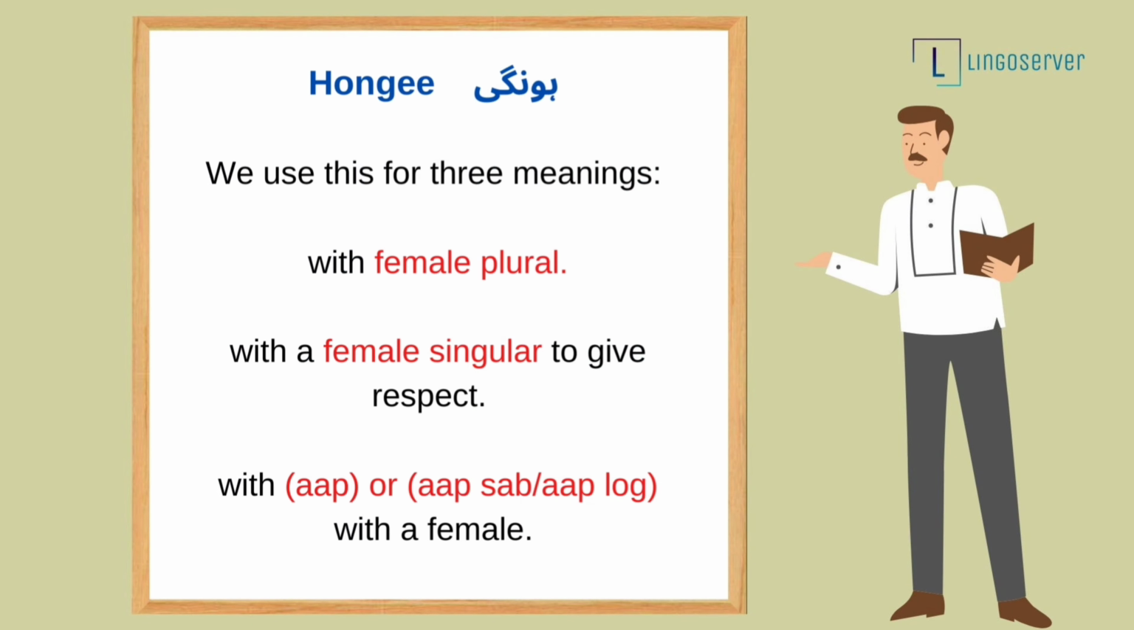And now, hongi. Hongi is also used for three meanings. Number 1, with female plural. Number 2, with a female singular to give respect. Number 3, with aap or aap sab or aap log when we use it with female.